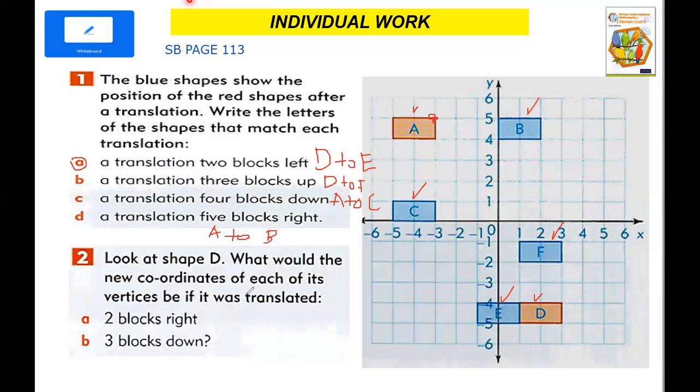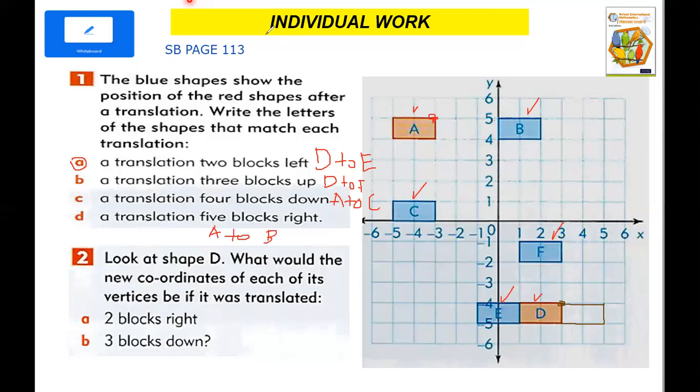Right? Now, let's go to question 2. Look at shape D. What would be the new coordinates of each of its vertices if it was translated 2 blocks right? So let's draw. I'm going to draw using a different color. Let's make this one as our guide. 1, 2. So it will be here. And we will write the new coordinates.